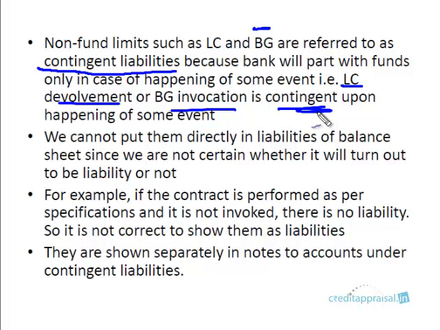Say for example, this party to whom we have sanctioned this limit has failed to fulfill the contract. He has executed a contract, say a road work, and stopped midway. Only if something like that happens, the bank comes into the picture and makes the payment. Till that time, it's a non-fund limit, and we don't know at the beginning when we sanction the limit whether that event is going to happen or not, right? We don't know. So it is contingent upon some event happening, so we refer to them as contingent liabilities, okay?